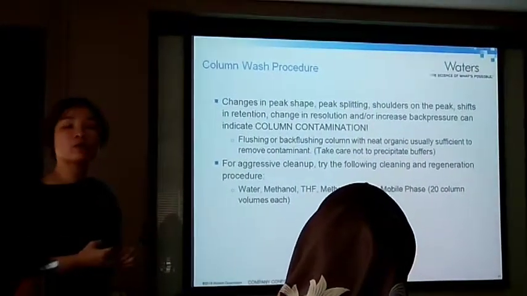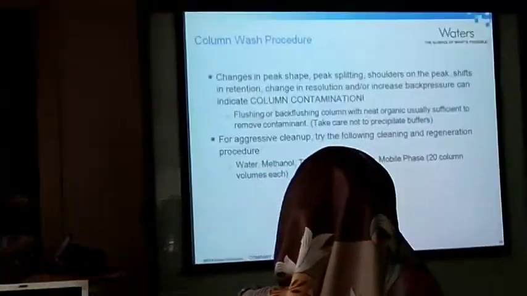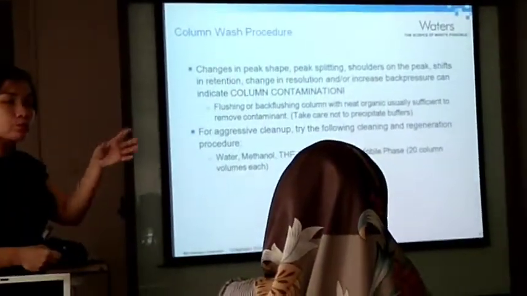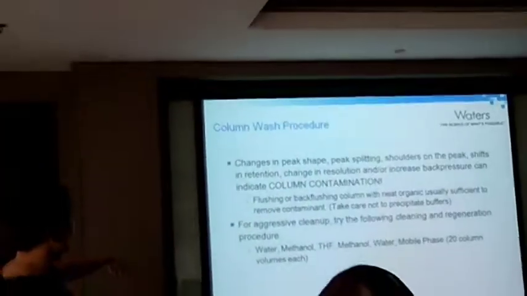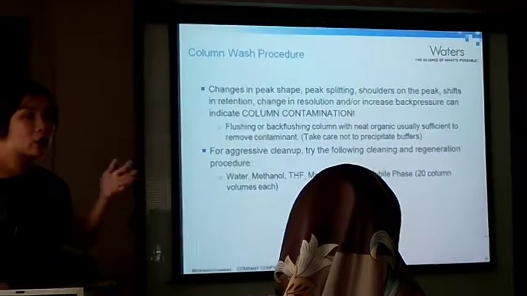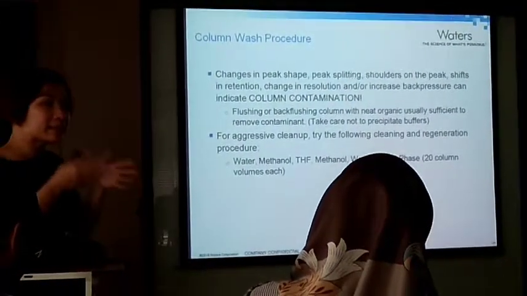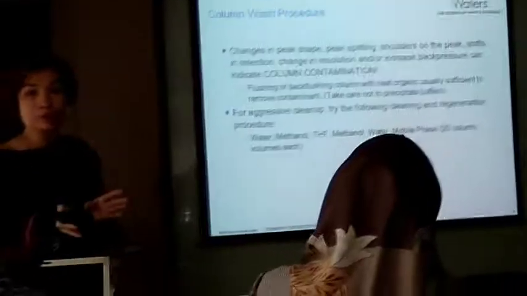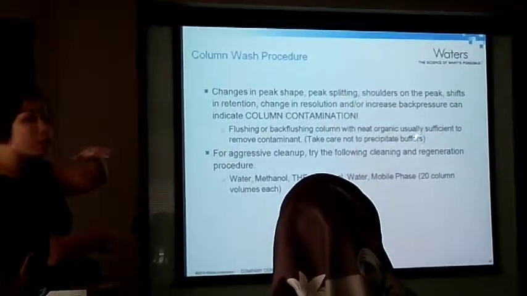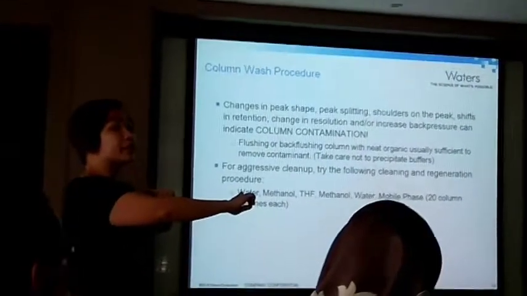So let's come to the column flushing procedure. What should you do if you find that the column is blocked? When you start to see that the peak shape changes and you get poor peak shape from your column, and when you see that the back pressure has increased, you have to suspect that the column may be blocked or contaminated. The first thing you should do is to flush your column. You can flush in the same direction, or you could do a back flush. What I mean by back flush is you reverse the column orientation.